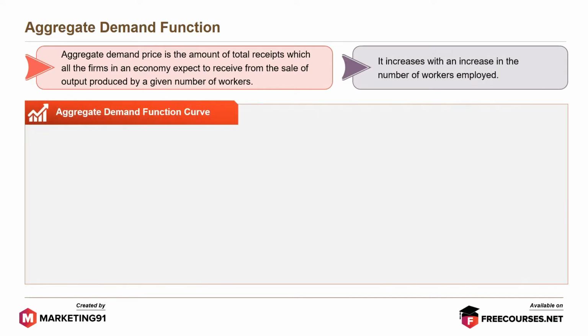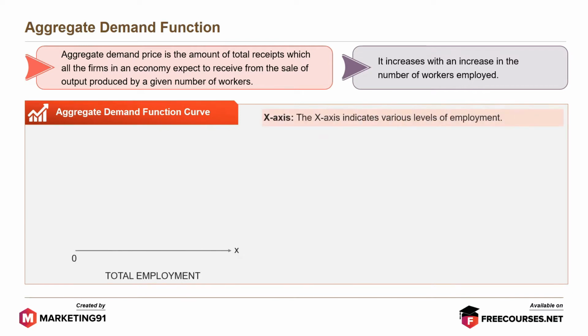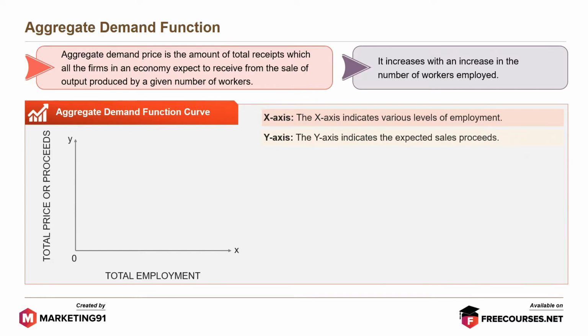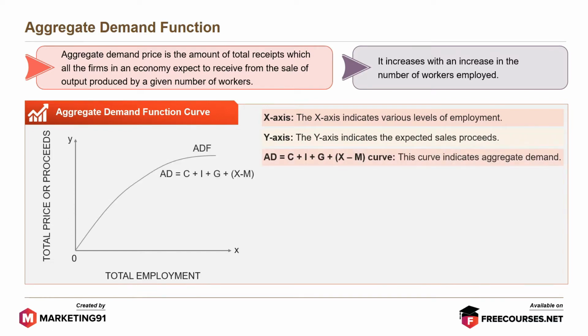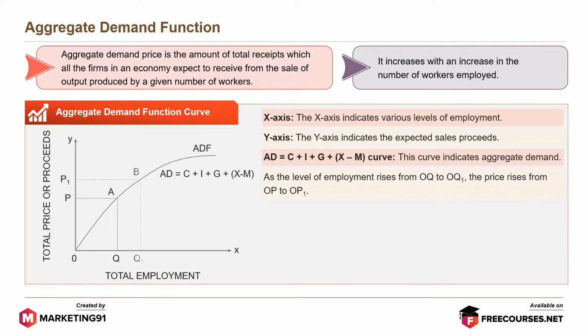Let's understand the aggregate demand function curve graphically. The X-axis indicates various levels of employment. The Y-axis indicates the expected sales proceeds. The AD equals C plus I plus G plus X minus M curve indicates aggregate demand. As the level of employment rises from OQ to OQ1, the price rises from OP to OP1.